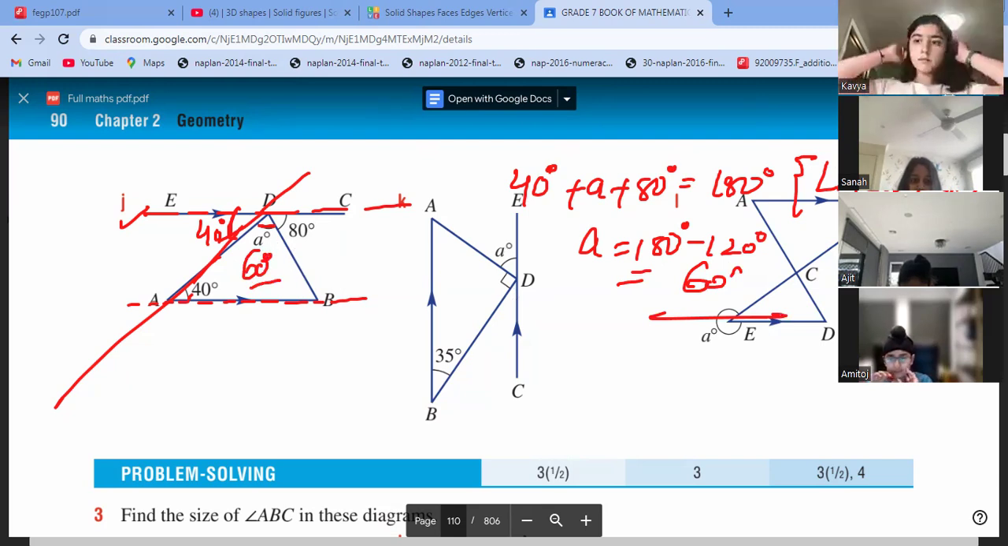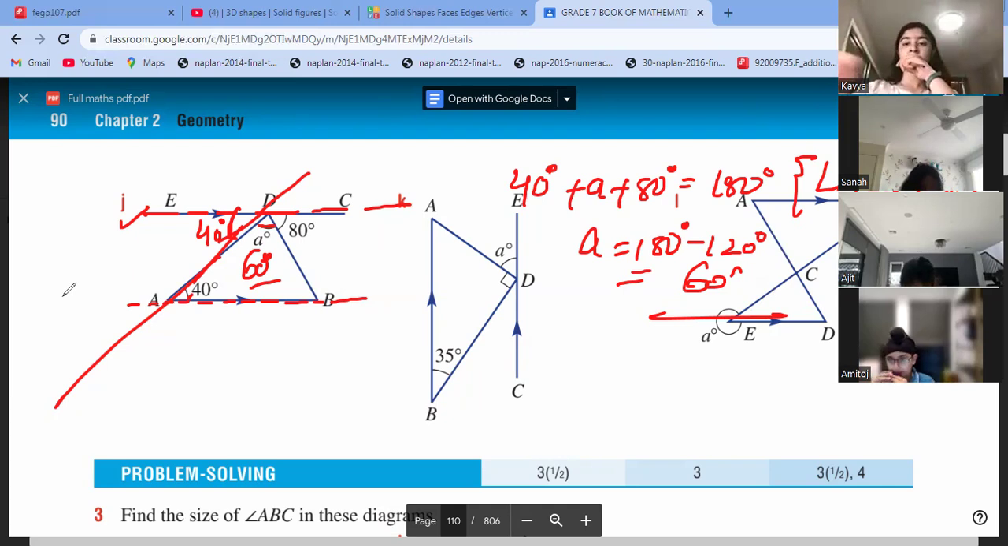Okay. So whenever you are going to solve these type of questions, you need to write down the reasons also. Why you are taking this angle, why you are taking A is equal to 60, right? Why you are taking all these angles. So you need to write down the reasons properly, right?